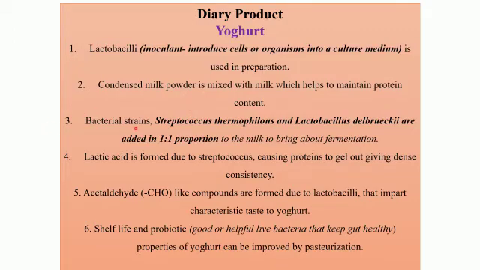Bacterial strains Streptococcus thermophilus and Lactobacillus delbrueckii are added in 1:1 proportion to the milk that is to be fermented. Now there are two strains or two types of bacteria that we are adding. One is Streptococcus thermophilus and the other one is Lactobacillus delbrueckii. So here the Lactobacillus that we were talking about is Lactobacillus delbrueckii. These two strains or types of bacteria are added in the same proportion, that is 1:1, to the milk that is to be fermented.